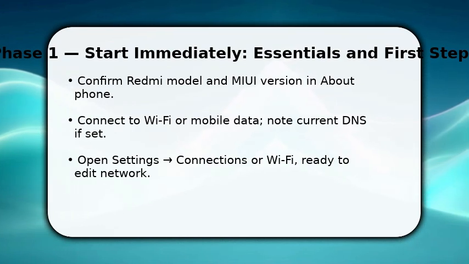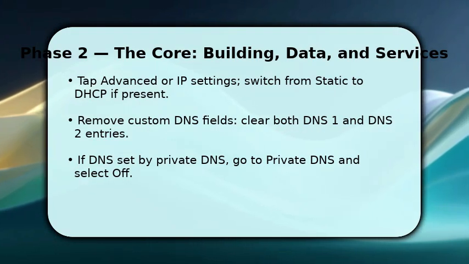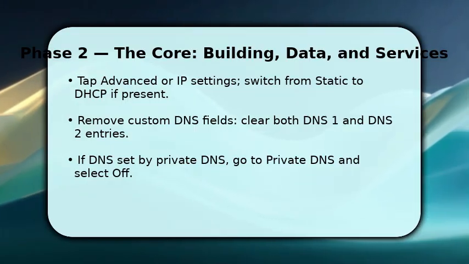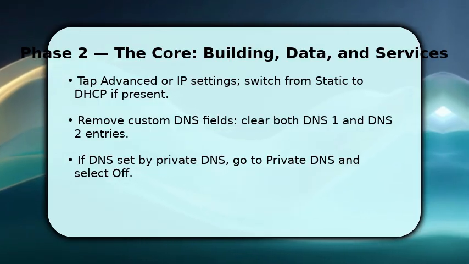Next, you'll remove any custom DNS entries. If the network uses static IP, tap Advanced or IP Settings and change it to DHCP. This forces default carrier or router DNS. It's simpler and often restores expected behavior.